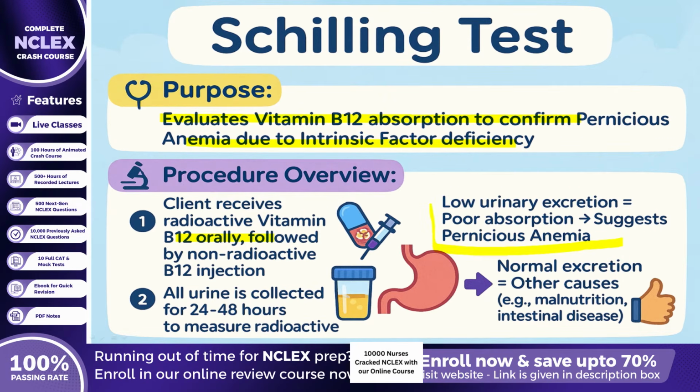The nurse must instruct the client to collect all urine for 24 to 48 hours, which is then analyzed for radioactivity. If the radioactive vitamin B12 level in the urine is low, it means that absorption from the ileum is defective, which is typical of pernicious anemia due to a lack of intrinsic factor secreted by the gastric parietal cells. However, if the urinary radioactivity is normal, the deficiency may be due to other causes such as dietary insufficiency or intestinal malabsorption. Therefore, urine is the key specimen collected in this test because it directly reflects how much of the administered vitamin B12 was absorbed.